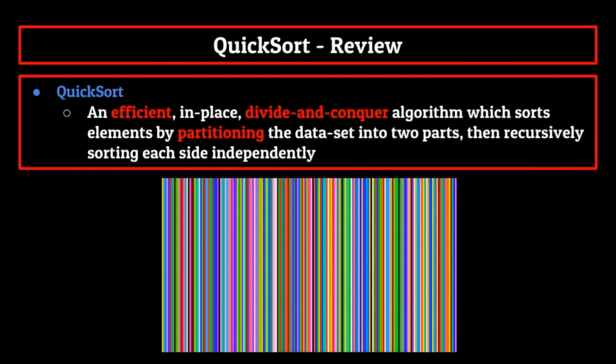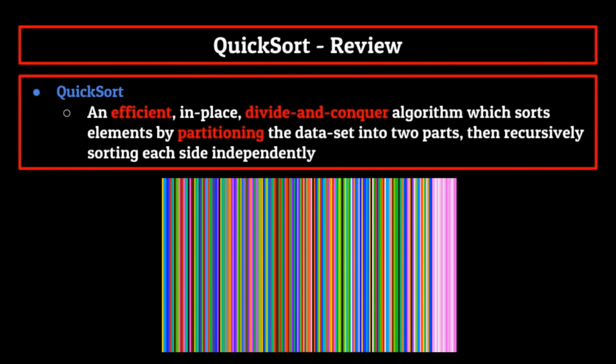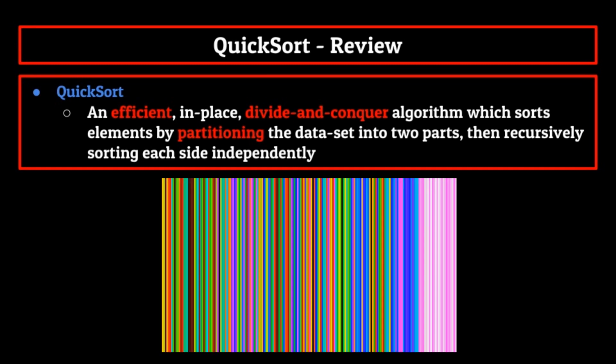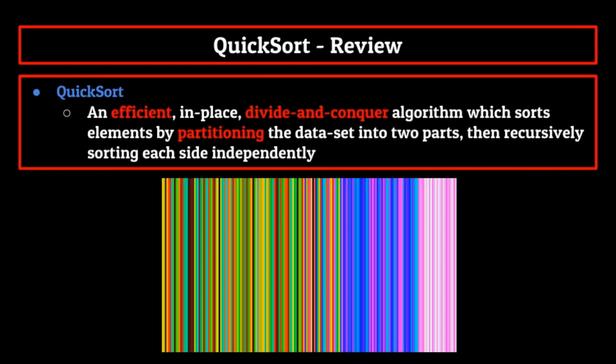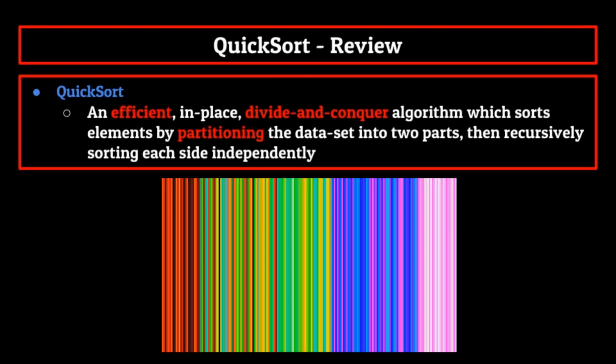To review, QuickSort is an efficient, in-place, divide-and-conquer algorithm which sorts elements by partitioning the dataset into two parts, and then recursively sorting each part independently.